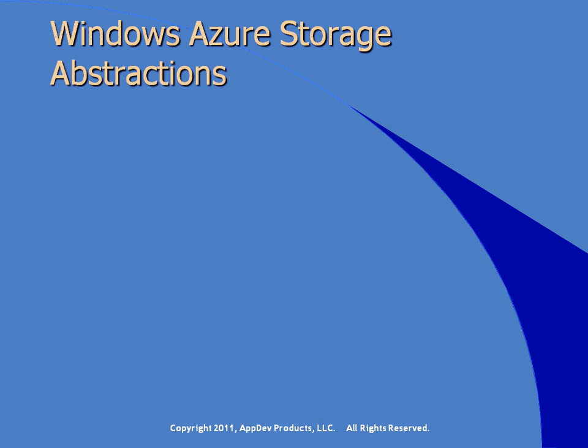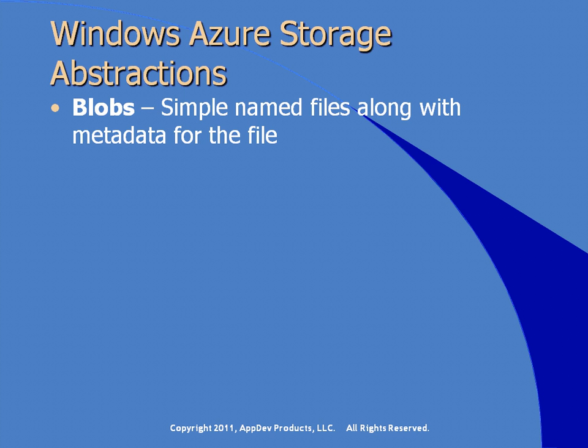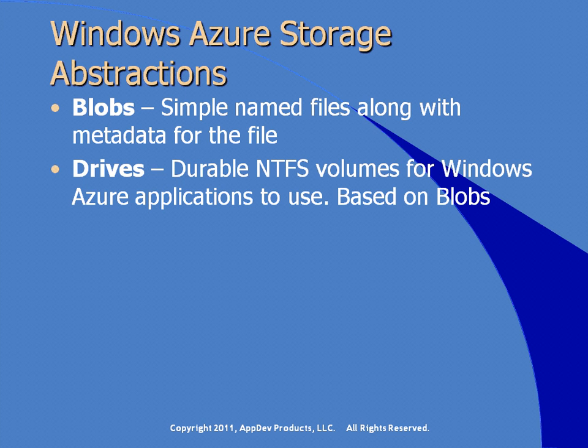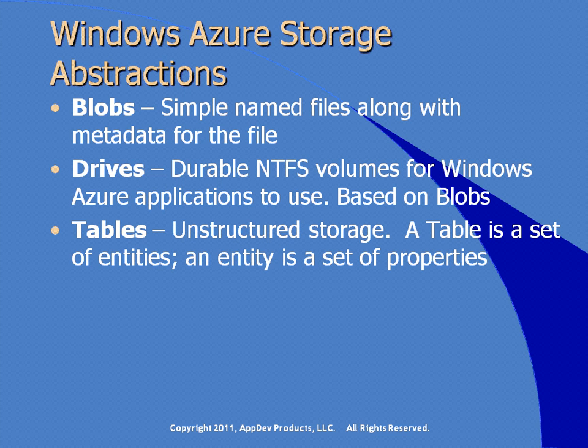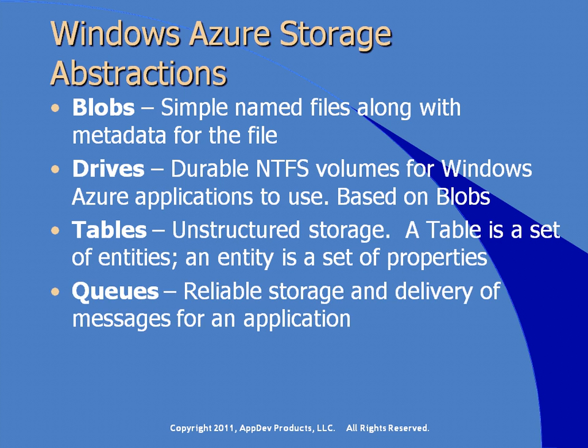So let's talk about the Windows Azure Storage abstractions, the specifics of Windows Azure Storage. They include blobs, which are simple named files along with metadata for the file. You have drives, which are durable NTFS volumes for Windows Azure applications to use. These are based on blobs. You also have tables, which is unstructured storage. A table is a set of entities, and an entity has a set of properties. You also have queues. This is reliable storage and delivery of messages for an application. Think of it as a very simple MSMQ type of application.